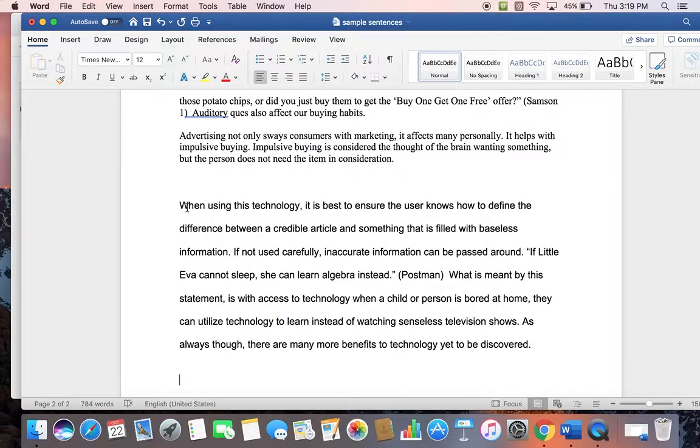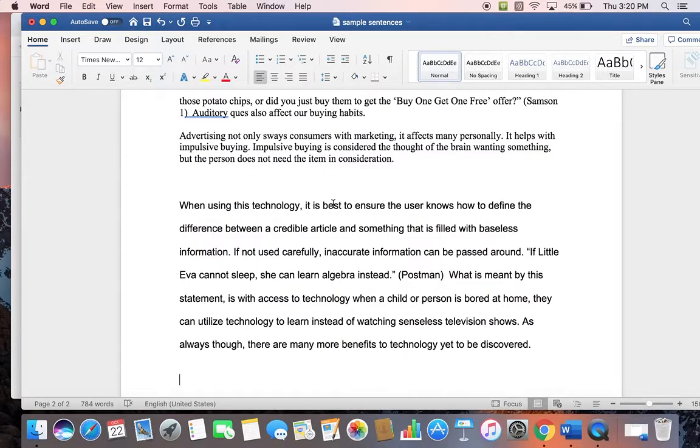So let's look at this paragraph here. "When using this technology, it's best to ensure the user knows how to define the difference between a credible article and something that's filled with baseless information. If not used carefully, inaccurate information can be passed around." And that's a perfectly legitimate thing to say, right? And then with no transition, we go into this quote. "If Little Eva cannot sleep, she can learn algebra instead."